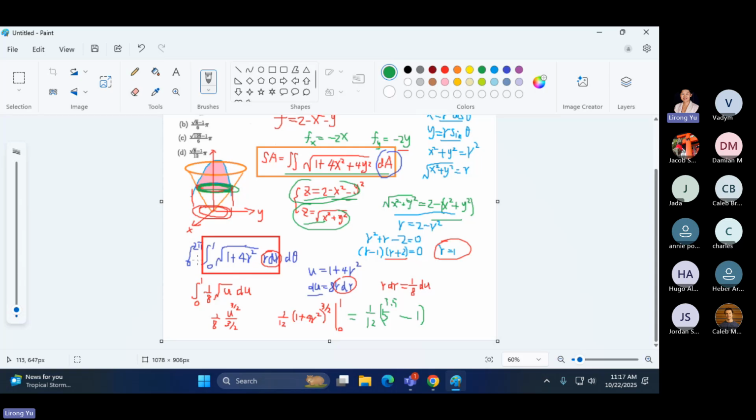All right, this is the inner integration. The outer integration will give you a 2 pi. This integral will be 2 pi. So this whole calculation is this number times 2 pi.